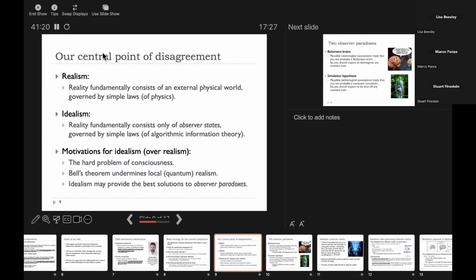Finally, idealism may provide the best solutions to observer paradoxes. There are a number of things that in our paper we call observer paradoxes. These are further unsolved problems in modern science. And Marcus wants to argue that realism doesn't give good solutions to them. Idealism does. Okay, so there's a lot there.